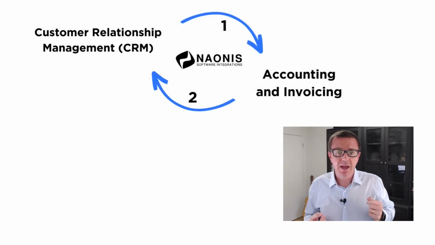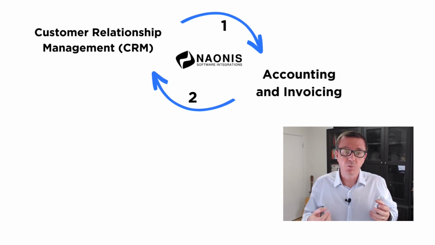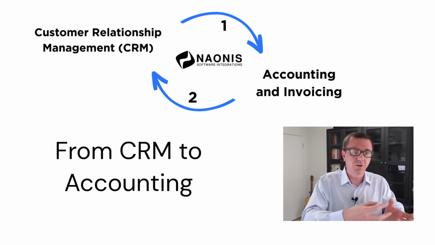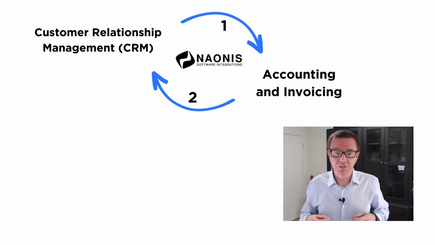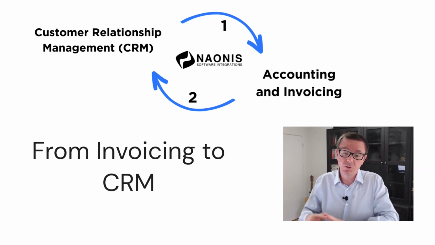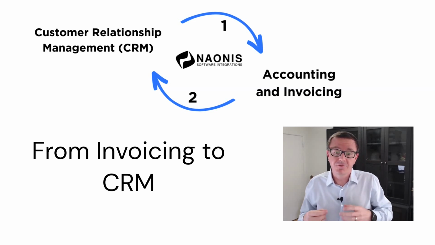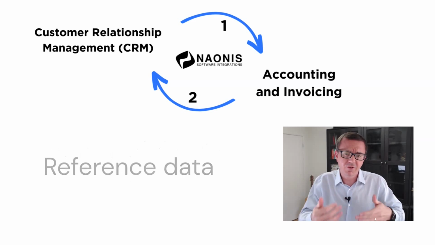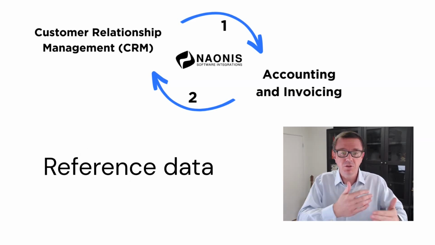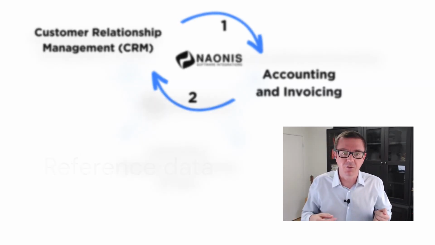As you can see from the arrows there, we have the arrow number 1 that moves information from the CRM system into the accounting and invoicing. And then there is an arrow number 2 that moves data from the accounting and invoicing software back to the CRM, normally to store reference data into the CRM so that you know which records have been synchronized.